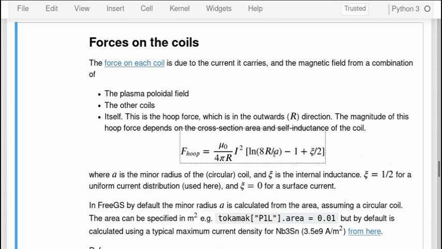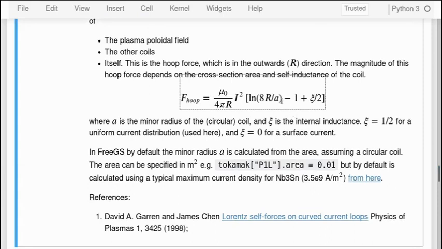The main effect is the major radius of the coil and the cross-section area, so the minor radius. And then you see that the force goes like the current squared, because the magnetic field it's producing goes like current, and then the force is like current times magnetic field.